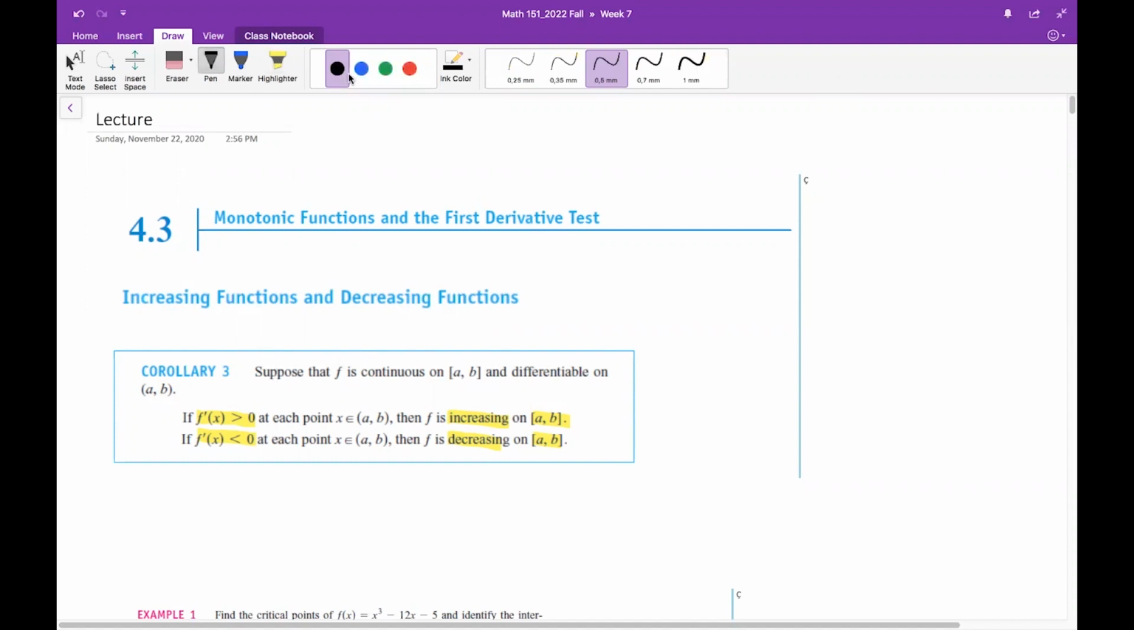If the first derivative of the function is positive, then the original function f is increasing, okay? So if the first derivative is positive over some interval, your function will be increasing over that interval. If the first derivative is negative, then f will be decreasing over that interval. This is the very quick and useful way of detecting whether your function is increasing or decreasing.